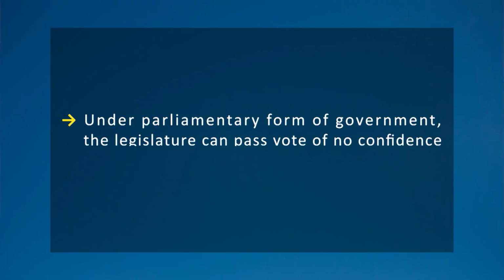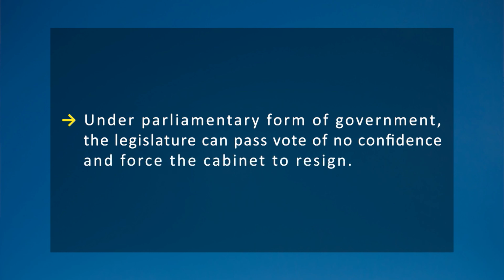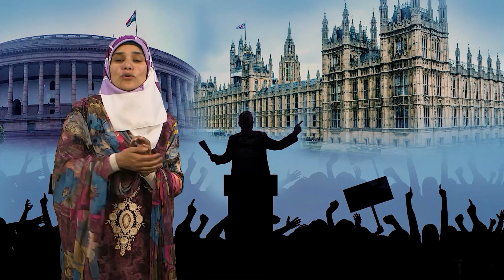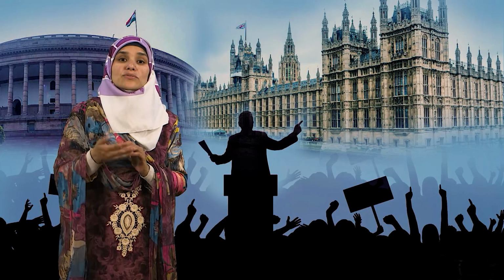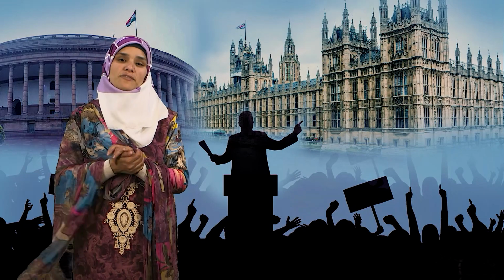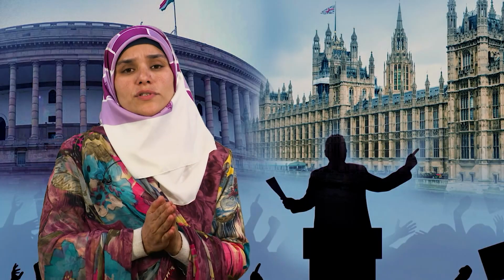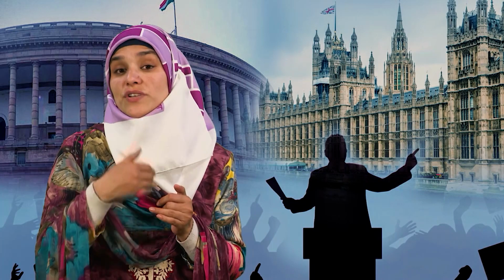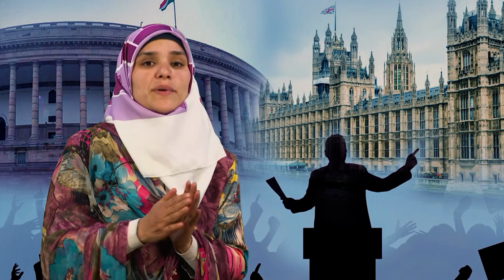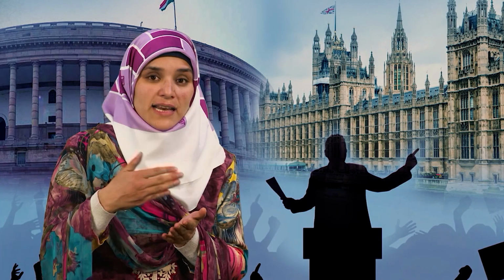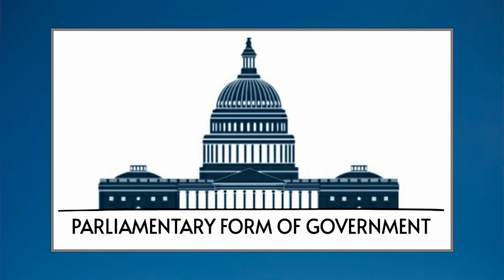the legislature can pass a vote of no confidence and force the cabinet to resign. The cabinet also enjoys the right to seek the dissolution of the legislature. So, almost all these features which we discussed above can be found in the Indian and UK's forms of government, which makes both of these parliamentary forms of government.